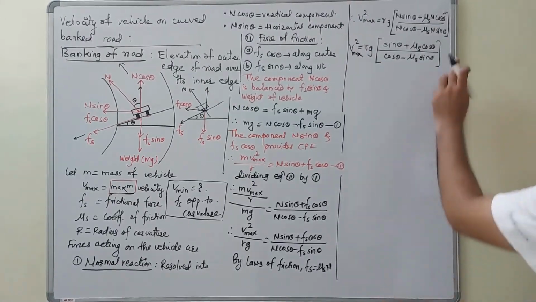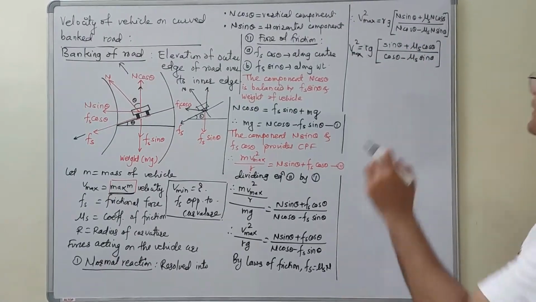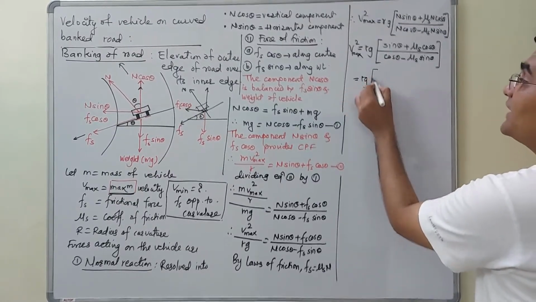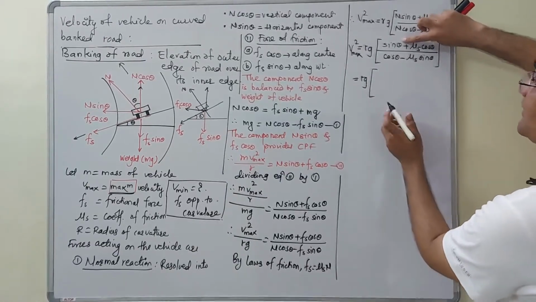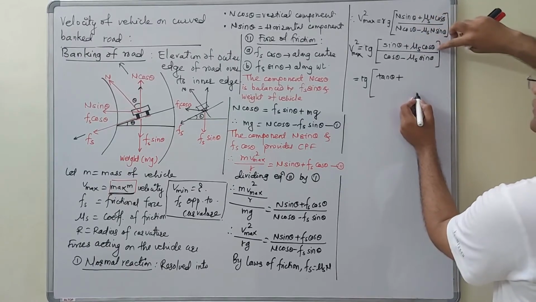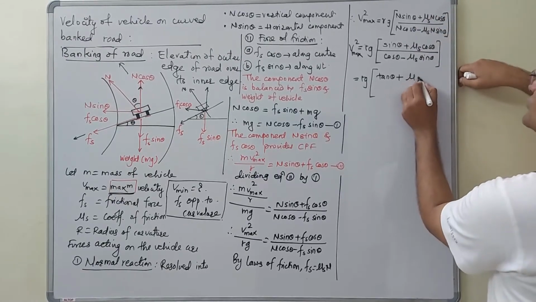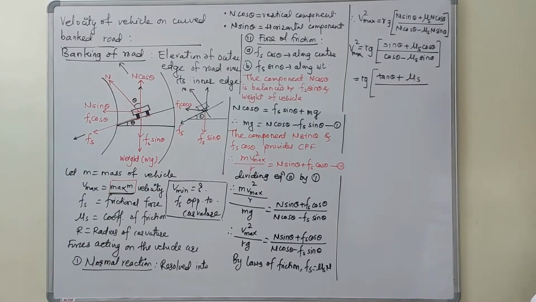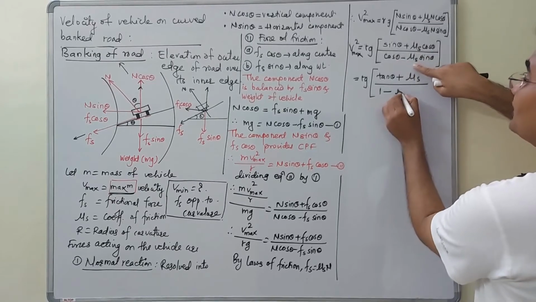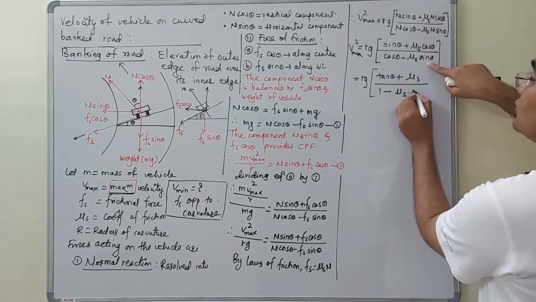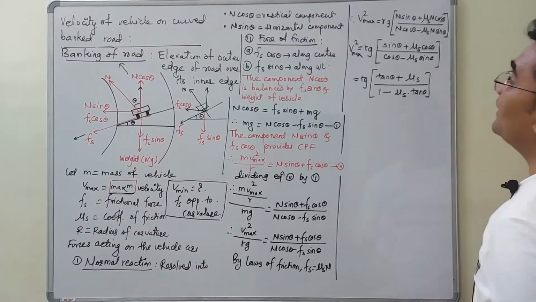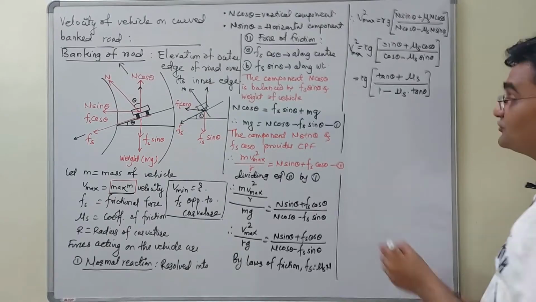Now, the term in the bracket, let's divide it by cos theta in the numerator and denominator. So I will write directly now. If sin theta is divided by cos theta, it will remain tan theta plus mu s cos theta upon cos theta. So cos theta will get cancelled, and tan theta plus mu s will remain. This cos theta upon cos theta will be 1 minus mu s sin theta upon cos theta, which is what? Tan theta. So this will be the value of V square max.